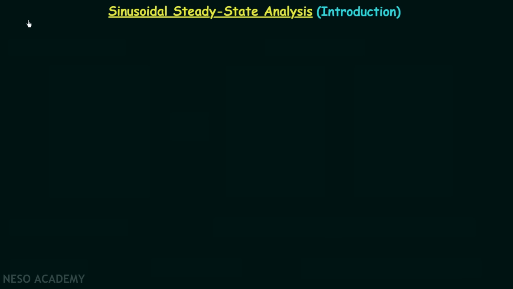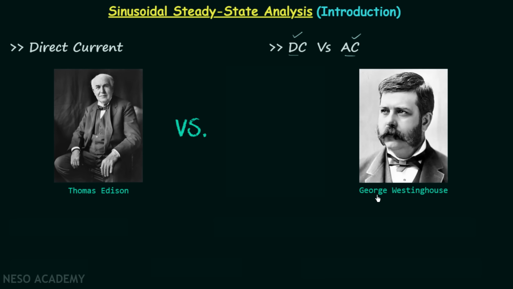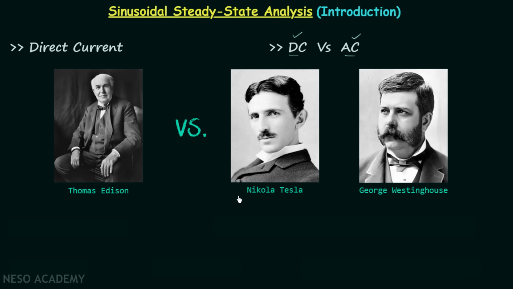From this presentation, we will start a new chapter, and the chapter is Sinusoidal Steady State Analysis, and we will begin with the historical background. Up until the late 1800s, direct current sources were the main means of providing electrical power, but by the end of the century, the battle of DC versus AC started, and the DC side was led by Thomas Edison and the AC side was advocated by George Westinghouse along with Nikola Tesla.